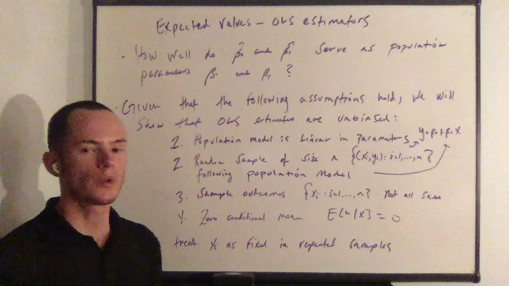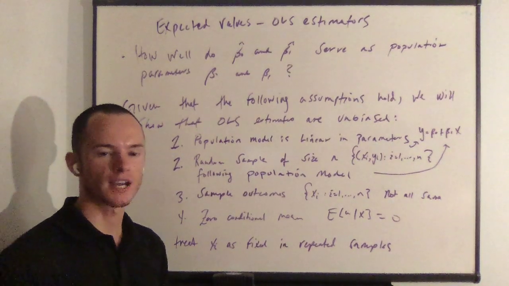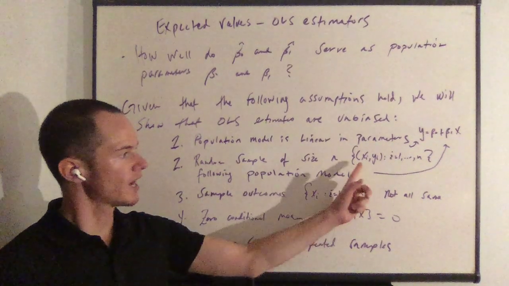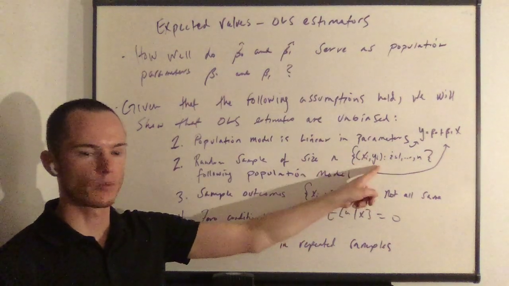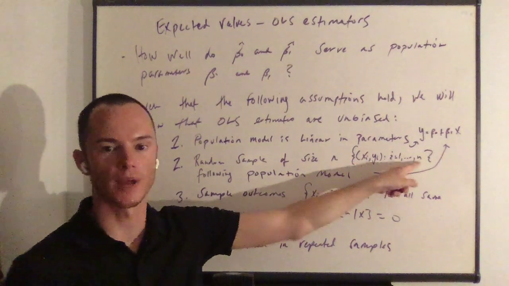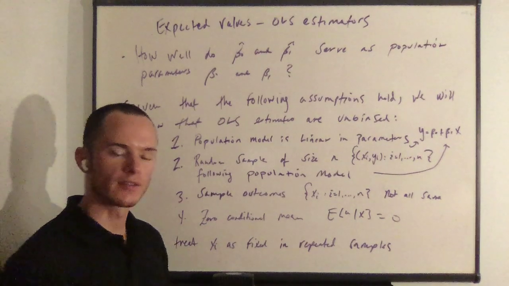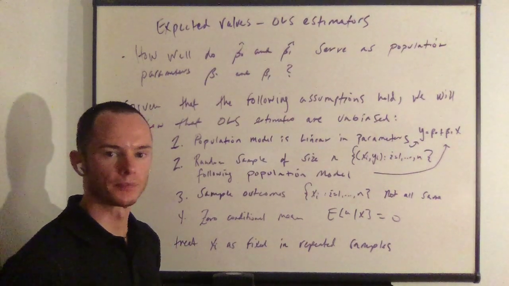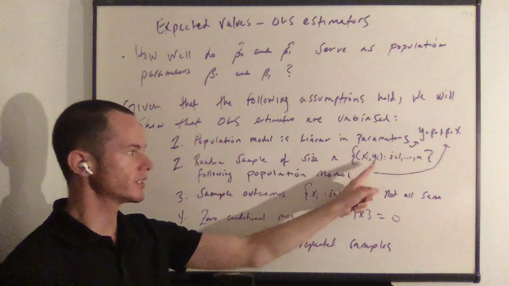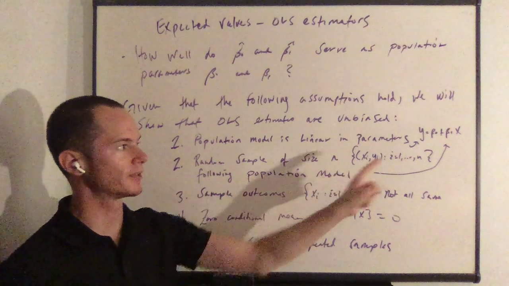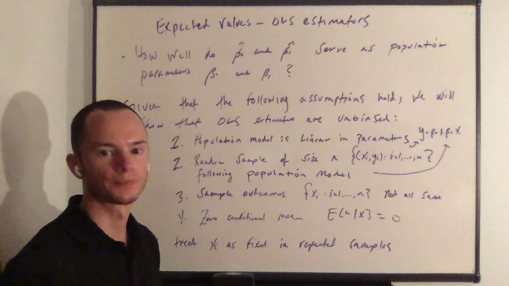Number two, we have a random sample of size n of the observations on x and y, xi and yi for observation i equals 1 through n. So we have randomly sampled. And the relationship between these two follows the population model in equation 1.